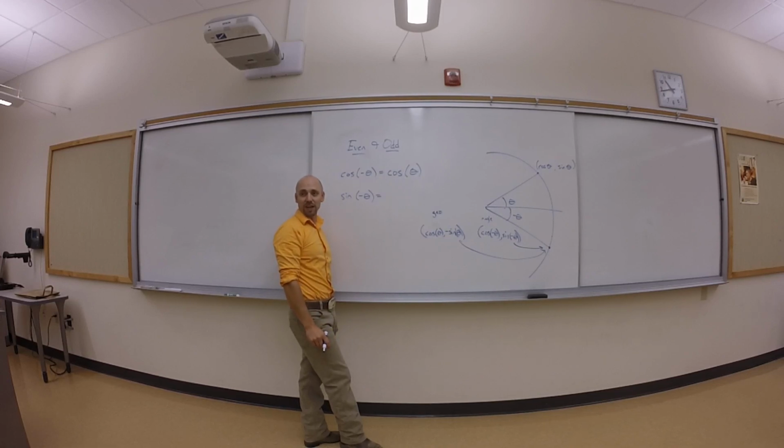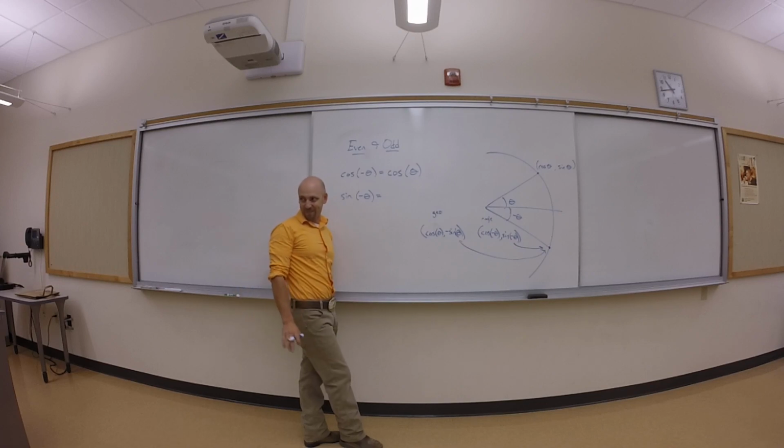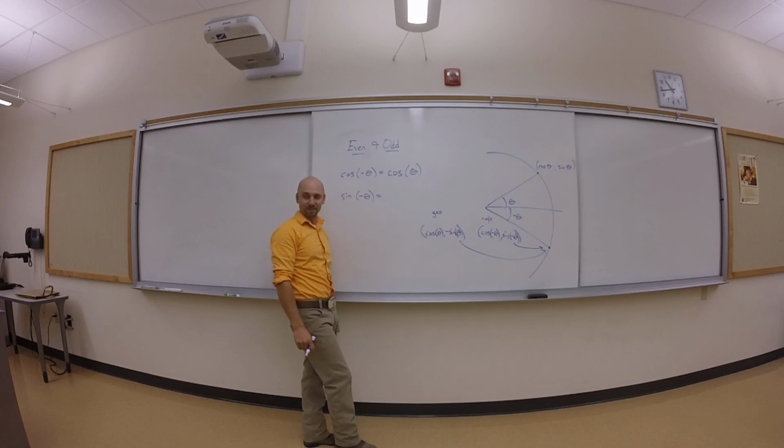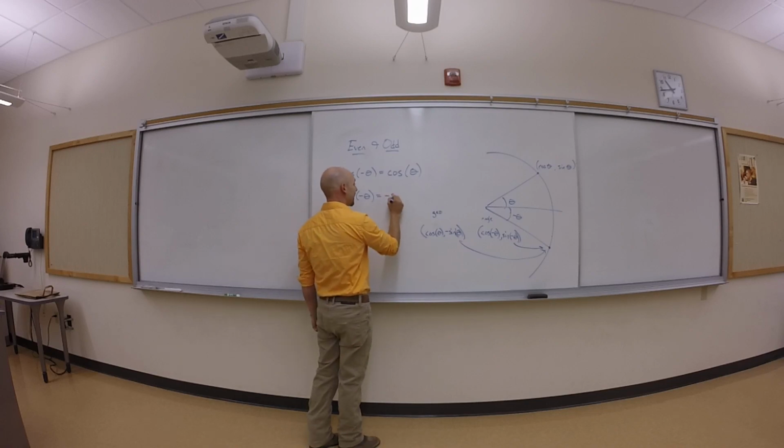In other words, cosine acts a little bit like absolute value, right? It doesn't really care what the sign on the angle that you feed it is. It still works. This picture doesn't care. If you want to draw it on the other side, it'll still be there. And sine of minus theta? That's negative sine of positive theta.